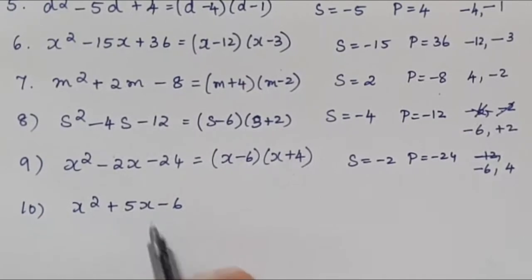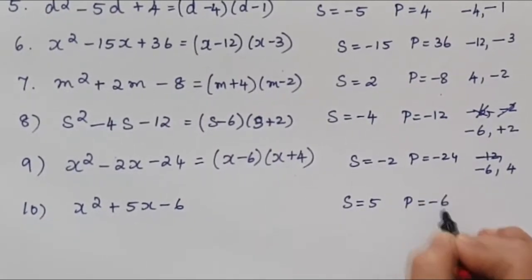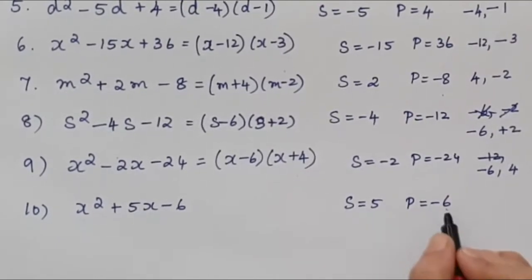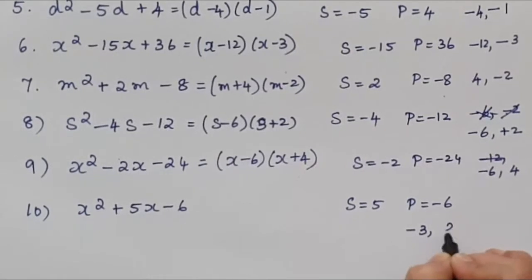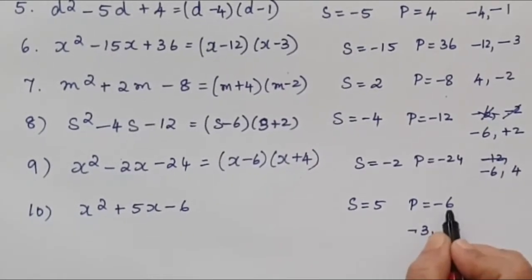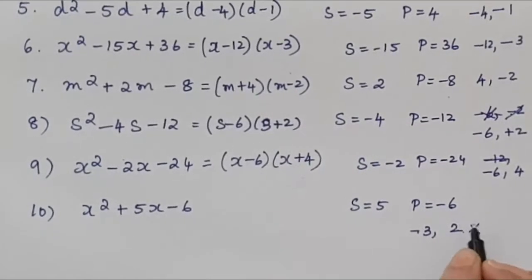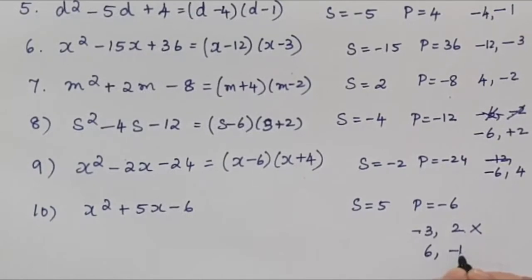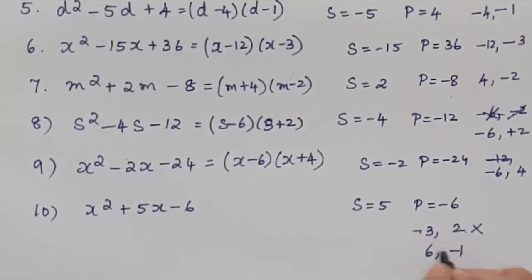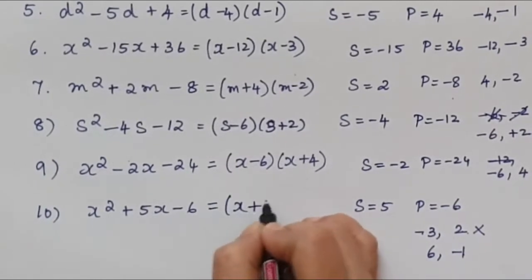Now x square plus 5x minus 6, sum has to be 5, product is minus 6. Sum is 5 and product is minus 6. So in case if I write it as minus 2 and 3, then also product is minus 6, but sum is not 5. So this is not the possibility. We have to go in for something else, that is 6 and minus 1. So when we multiply, we get it as negative 6. When we add, we get it as a 5. So it will be equal to x plus 6 and x minus 1.